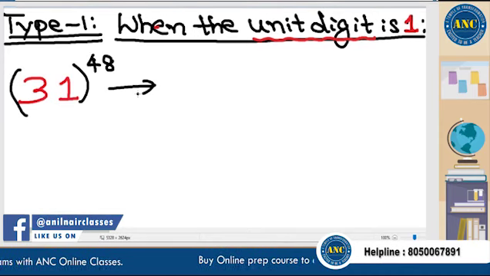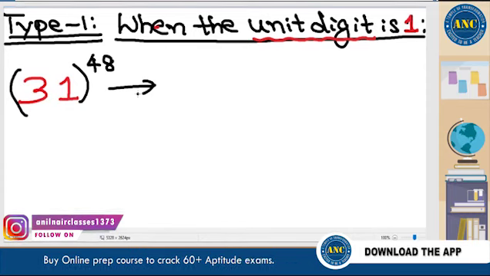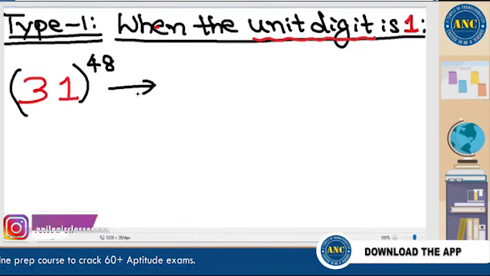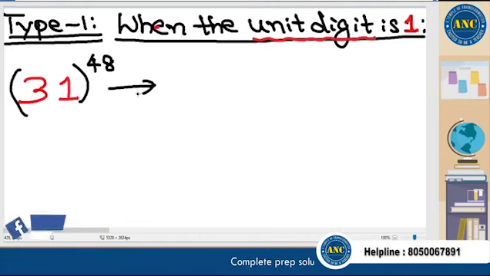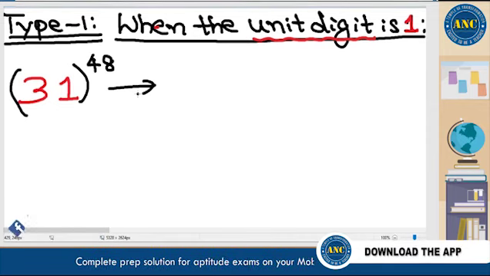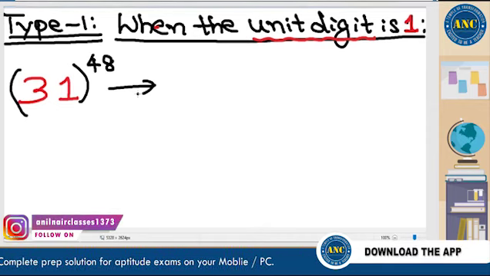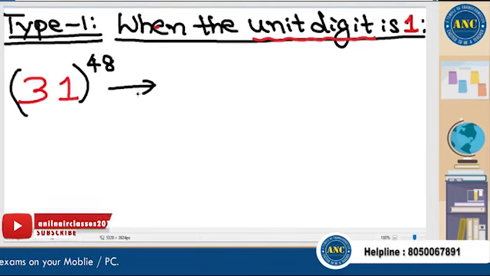What is the meaning of 31 power 48? 31 power 48 is nothing but 31 into 31 into 31 multiplied how many times? Multiplied 48 times. That means if I multiply 31 48 times, I will end up with a very, very bigger number. But I am interested in finding the last two digits of that bigger number. That is my topic today, right?